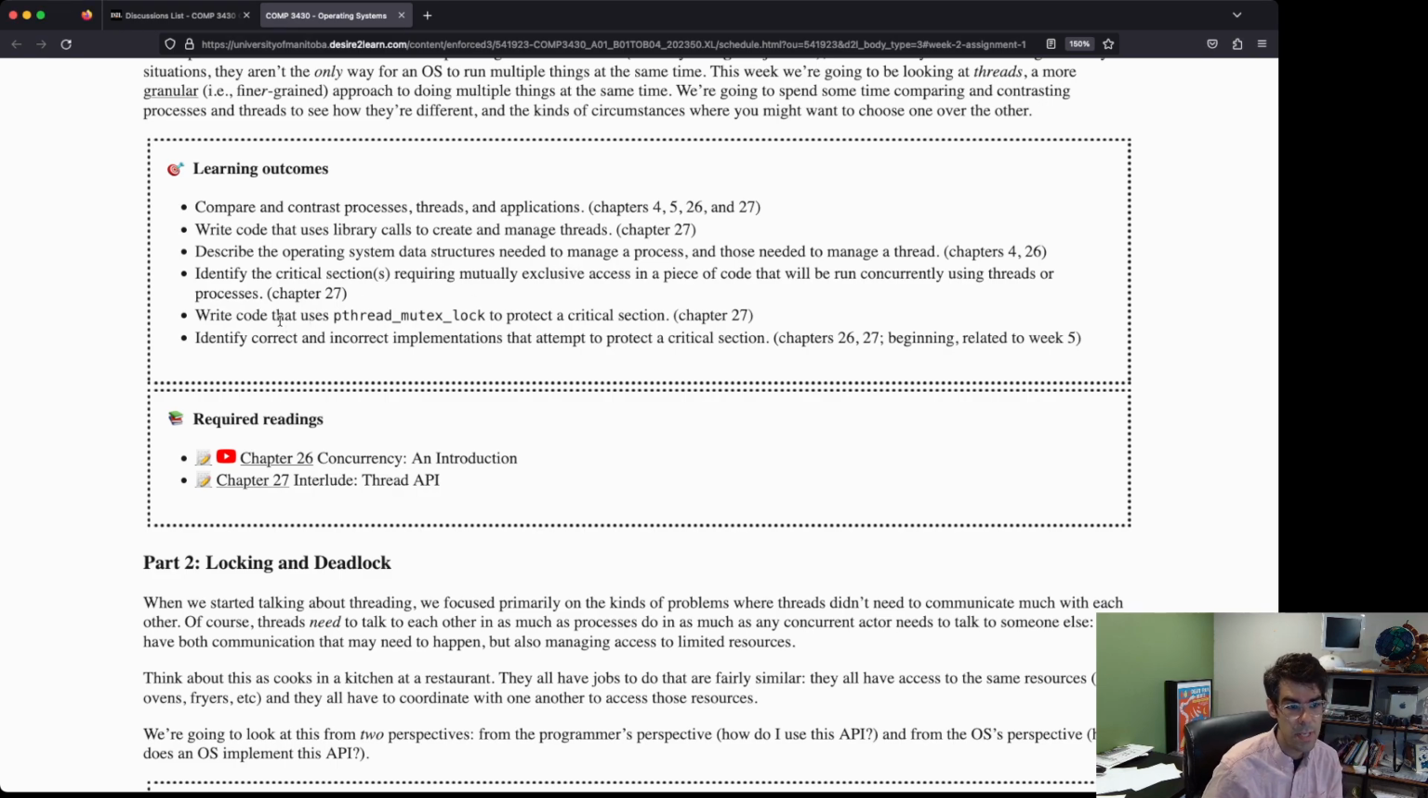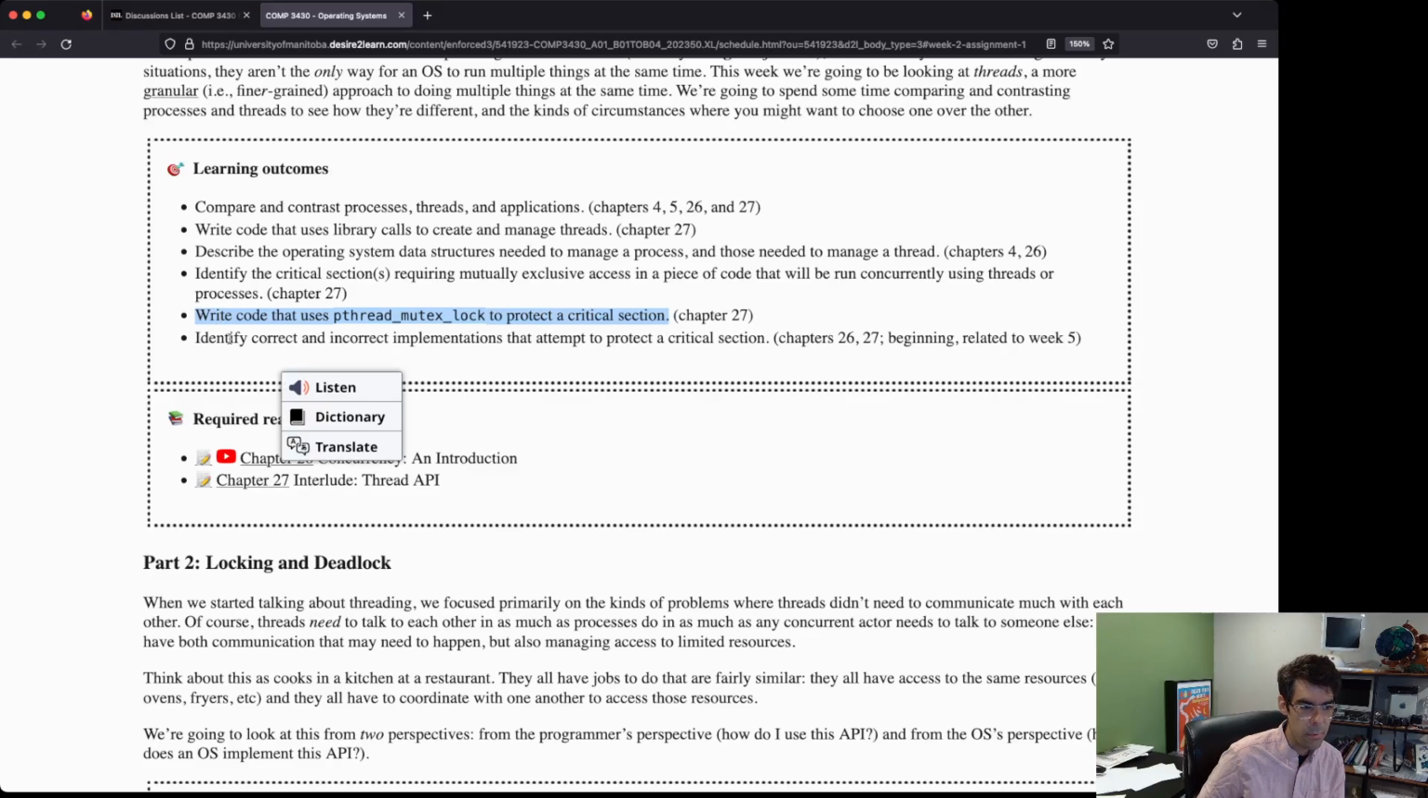Write code that uses pthread_mutex_lock to protect a critical section. We did this in class for one example, that textbook example of the counter. You're going to be assessed on this in assignment 2 when you're building up a multi-threaded application. And I'm not expecting you to use pthread_mutex_lock as an actual call on a piece of code in a test. This is going to be something that's mostly just in assignments.